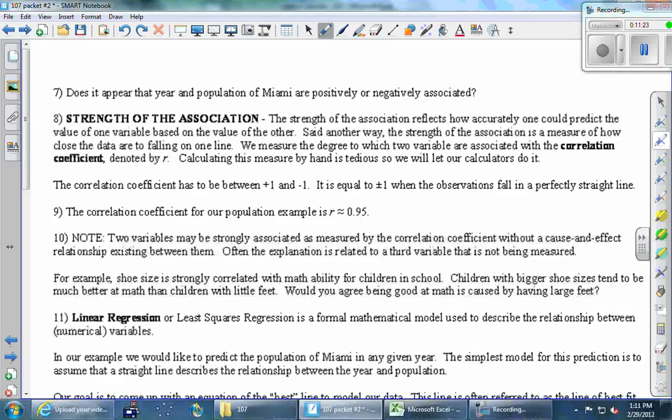Okay, so what do we think? Is that a positive or negative association for Miami? Positive, positive slope. Okay, we'll go to 8 for Tyler.